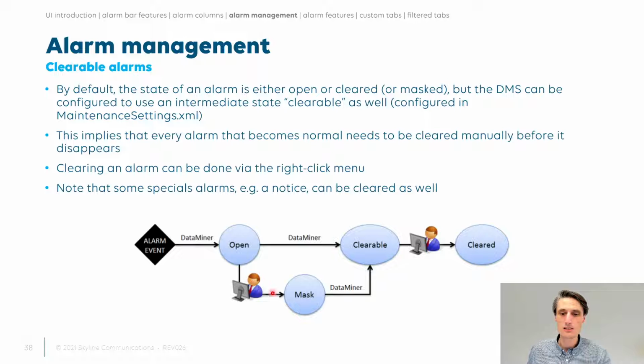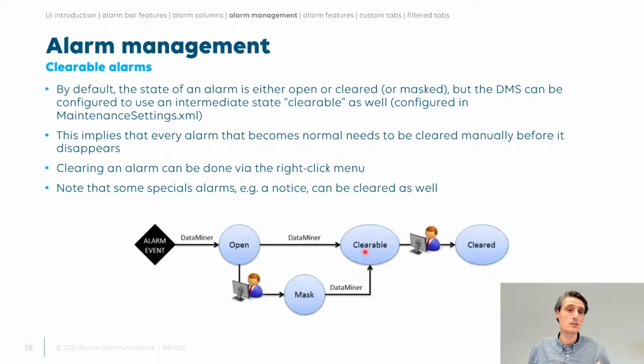Masking is just a masking action. If you mask it or unmask it, it doesn't really matter. But you can introduce the clearable intermediate state, an alarm that is kind of cleared. It is actually cleared, but we don't define it as cleared yet, because we want a user to confirm that we can make it cleared. So we make it ready to be cleared. So it's clearable, and it will appear in my DataMiner system as a green alarm.